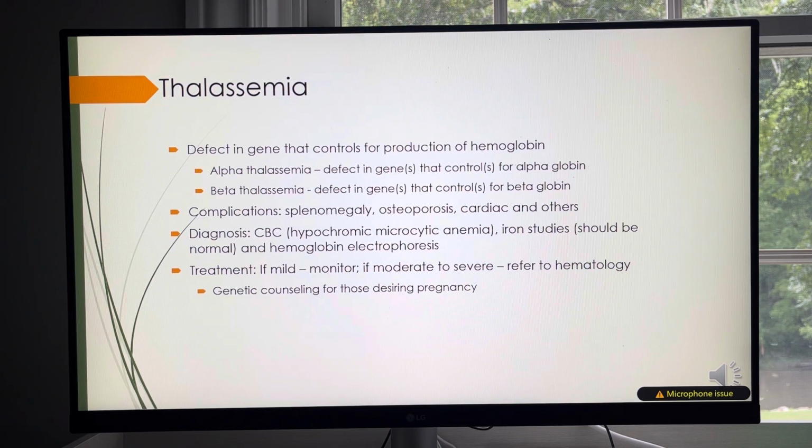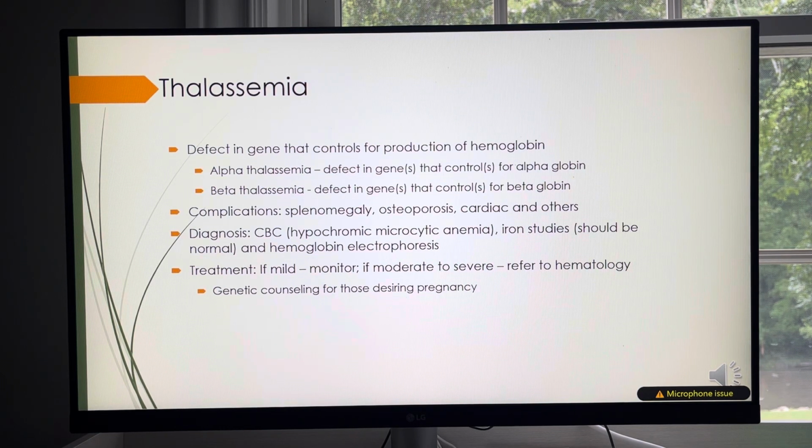Okay, thalassemia is the second most common cause of microcytic hypochromic anemia. Thalassemia is a defect in the gene that controls for the production of hemoglobin. Hemoglobin is composed of 2 proteins, alpha and beta. So alpha thalassemia, which is more common in Southeast Asian patients, African patients, patients from the Middle East, is a defect in the alpha protein, where beta thalassemia is more common in people from the Mediterranean.